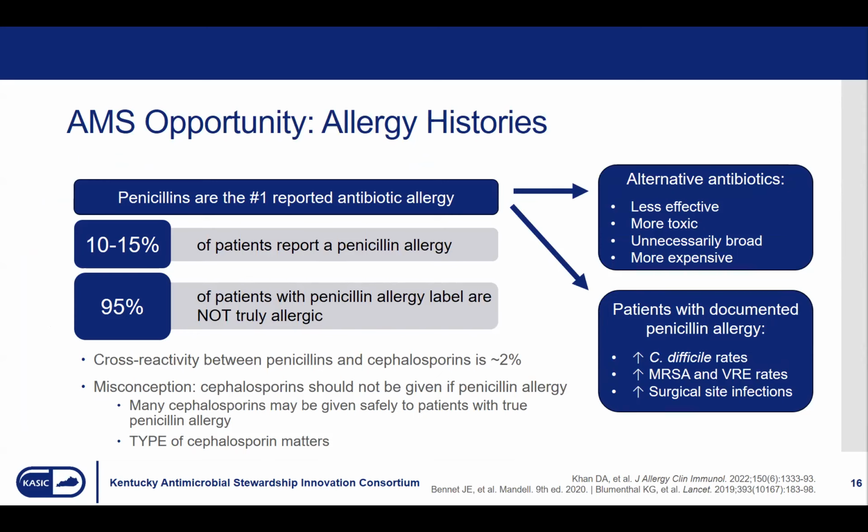The reason that stewardship programs care about this particular issue is that when we use alternative antibiotics, they're usually less effective, more toxic, unnecessarily broad, and more expensive than if we were to use a penicillin-based antibiotic. And along with that goes, patients with a documented penicillin allergy have high rates of C. difficile infection, MRSA and VRE rates, as well as surgical site infections.